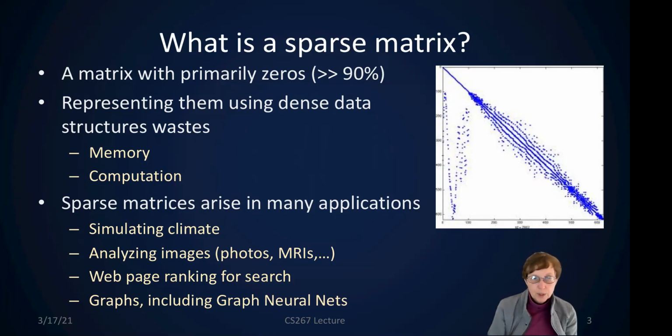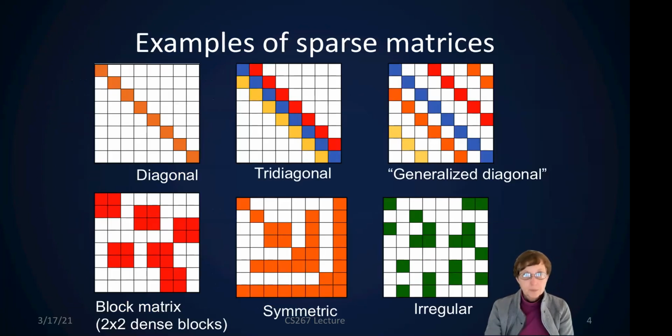It comes up in a whole bunch of different applications, not just in scientific simulations like climate modeling, but also in analyzing images, in things like page ranking for analyzing the connectivity of the web, and then trying to figure out which are the highest priority pages, and in various kinds of graph algorithms, including graph neural nets, which Yelick talked a little bit about last week.